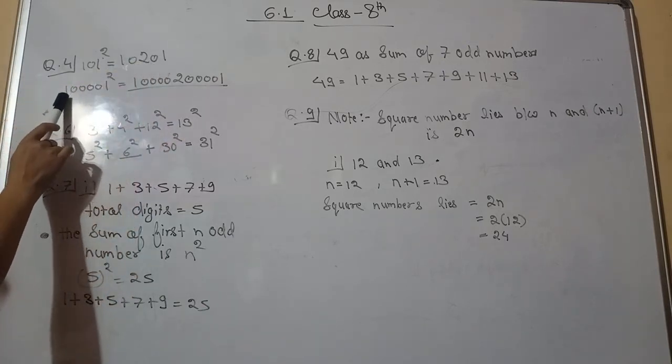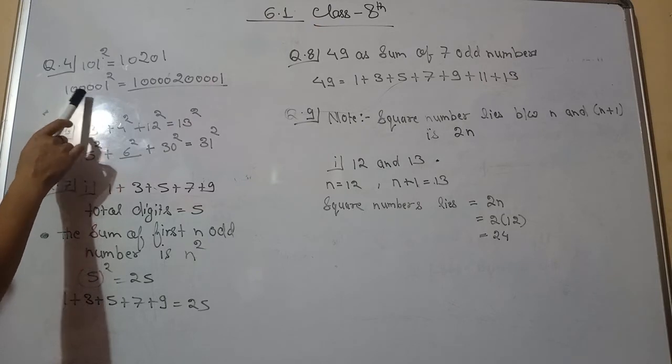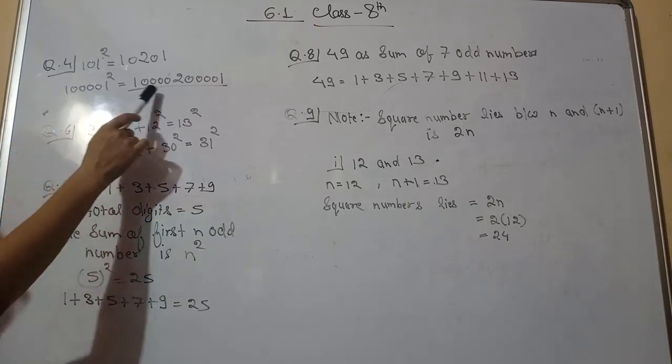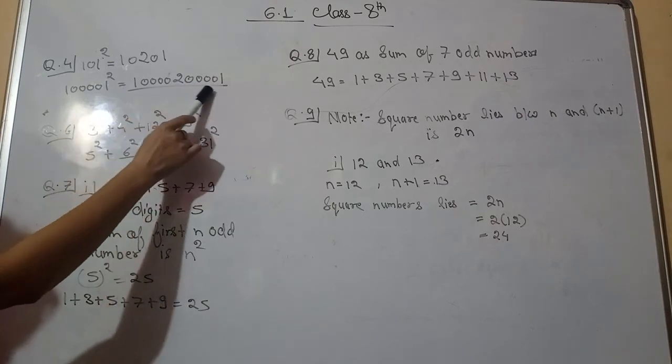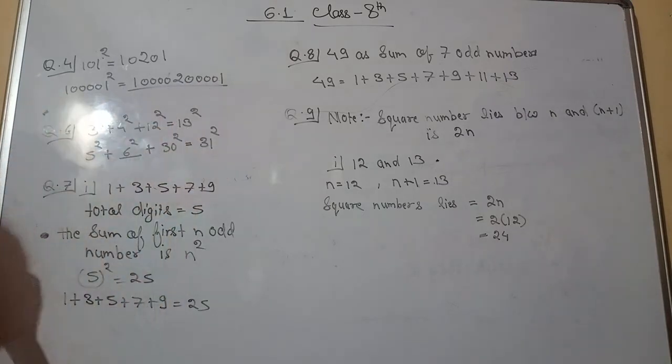Now next, how many zeros are there? 1, 2, 3 and 4. So 4 zeros this side and 1, 4 zeros this side and 1, in between 2. So this is how you can observe the pattern. Question number 5 is also related to question number 4, so after observing the pattern you can easily solve question number 5.